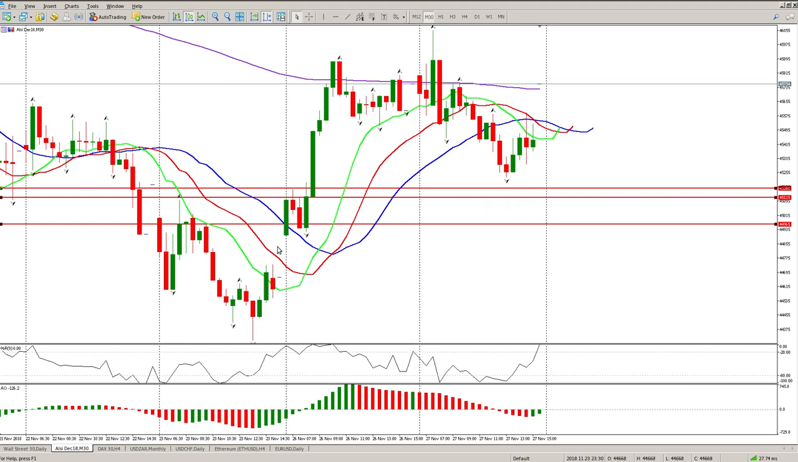This gap does bug me, but obviously we need to break below 44,900 for that gap to be even on the radar. Okay, so those are the levels that I'm looking for. If we do get down to these areas, then it's definitely looking for a long.